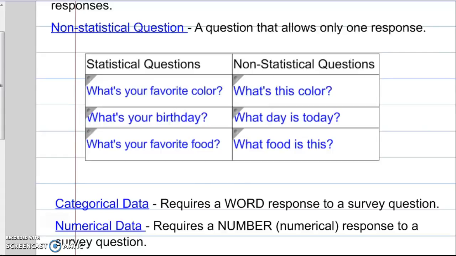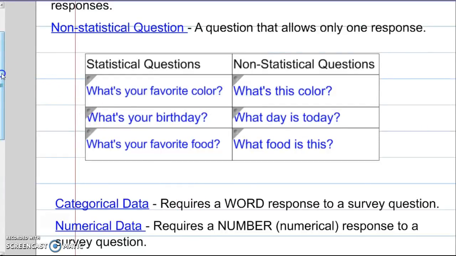So numerical data, if we were doing a survey, it would be where we would collect a response that is a number. Numerical data requires a number or numerical response. This is easy to recognize because if we ask a survey question of how many minutes did you exercise yesterday, of course you would give me a number response. Or how many texts did you send yesterday? That also would be a numerical response. So make sure that you have both of these definitions and you understand the difference between categorical and numerical data.